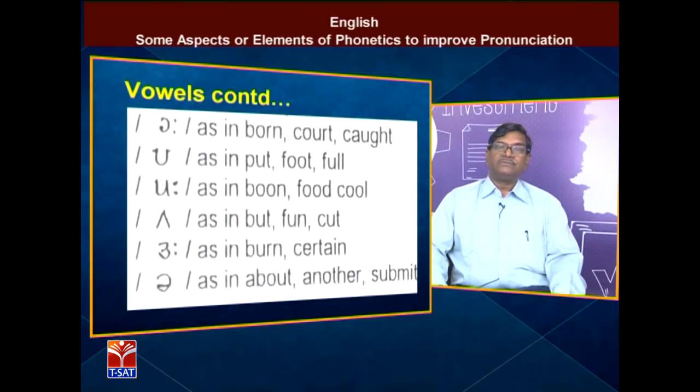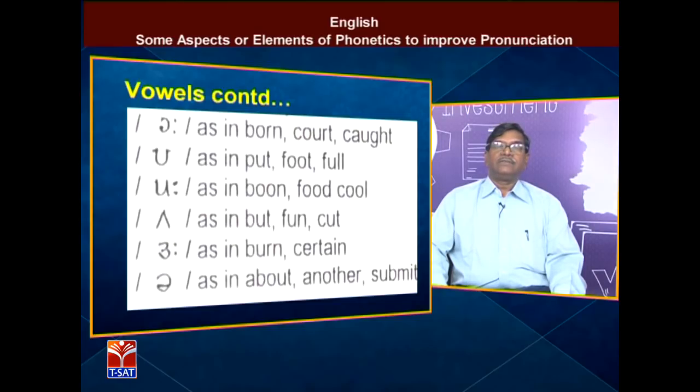When the word ends with a D sound, it is elongated: food. When the word ends with a T sound, it is not elongated: foot. So, this kind of differentiation we have to keep in view always. We have to be very particular in respect of the English language.